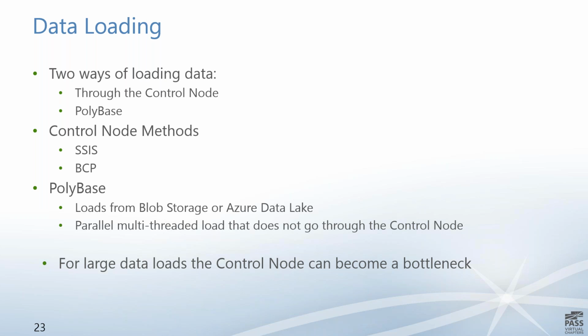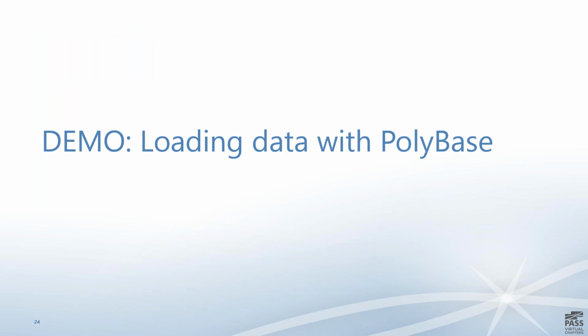Because what happens is that in these larger data loads, the control node becomes a bottleneck itself, right? Because it does not load the data through the distributed compute nodes, and it doesn't load it in parallel. It just loads it through the control node, which again can become a bottleneck for large data loads.